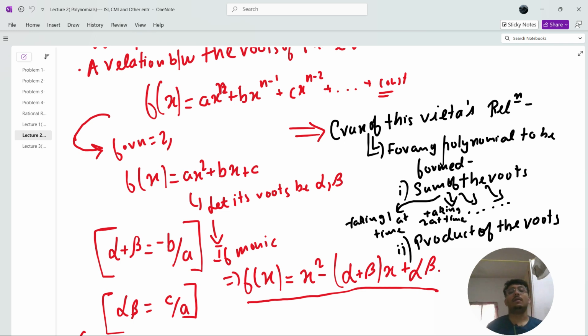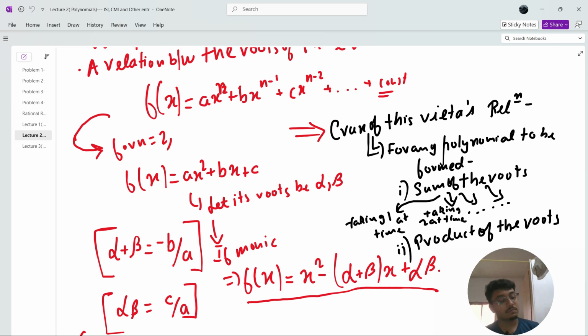So my first equation is for n is equal to 2. My equation f of x is x square plus bx plus c, and its roots are alpha, beta. So my alpha plus beta would be minus b by a. That is, my initial equation is ax square plus bx plus c, where a is the coefficient of the highest degree term, b is the coefficient of the next one, and c is the constant term. So my alpha plus beta would be basically the coefficient of x divided by the coefficient of x square with a negative sign, that is minus b by a, and my product of the roots would be c by a, that is the constant term divided by the coefficient of the highest degree term.